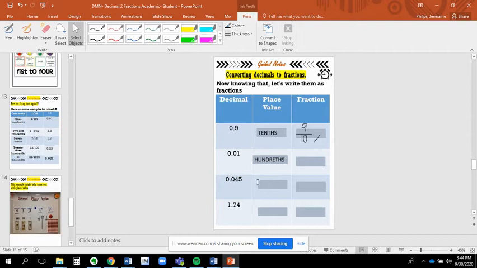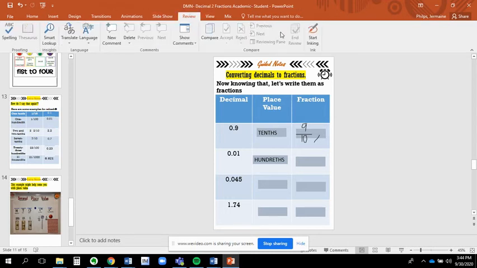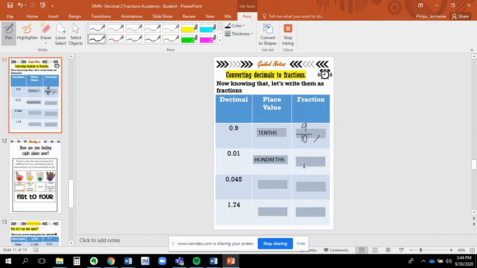Okay, so if you finished it, let's go ahead and review and see what you got. So this one is in our hundredths place, like we said. So since it's in the hundredths, our denominator has to be 100. Our numerator is going to be 1. So it's 1 over 100. That's in the simplest form because the greatest common factor they share is 1. Then let's go to this one.